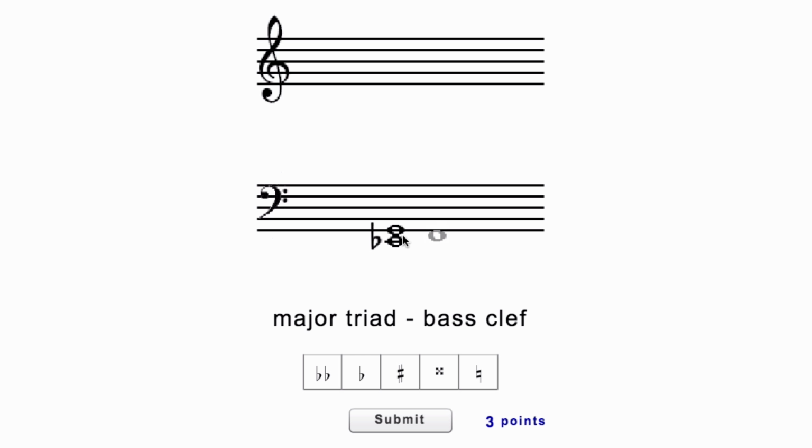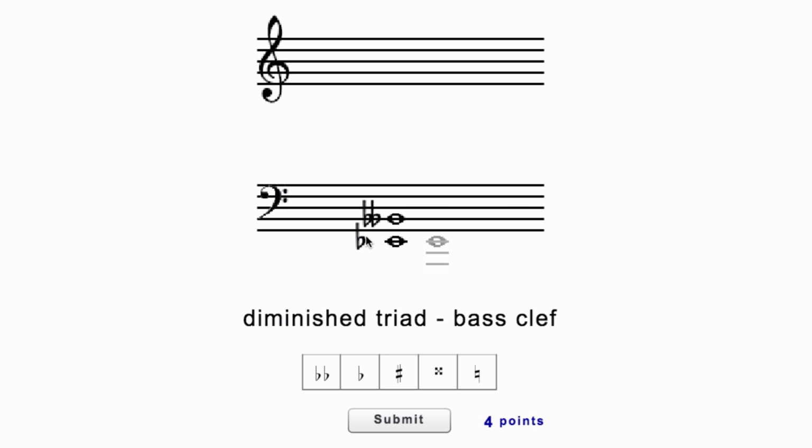Major triad. Okay, I know a major triad has a major third and a perfect fifth, so I just need to figure out what a perfect fifth is above E flat. It's got to be something a fifth above with the same accidental. E, G, B. B flat, because it has to be the same accidental from E flat to B flat.